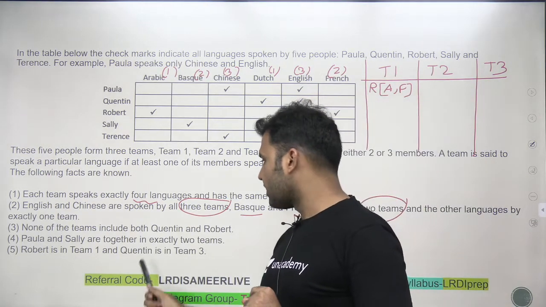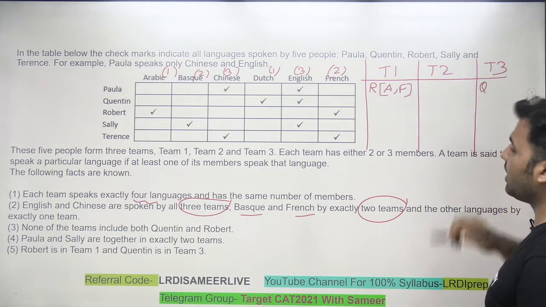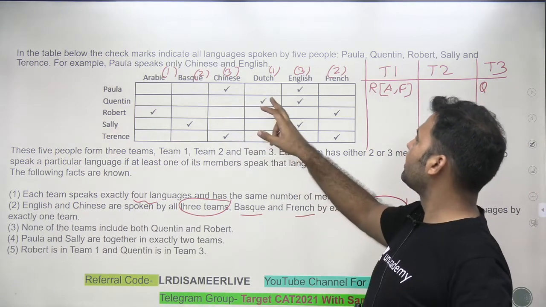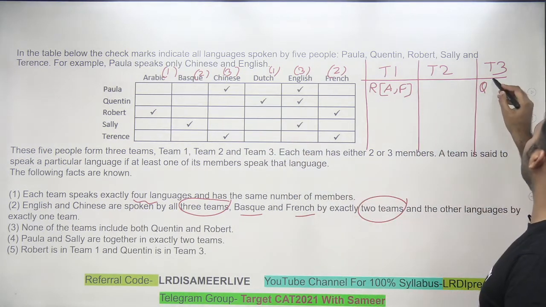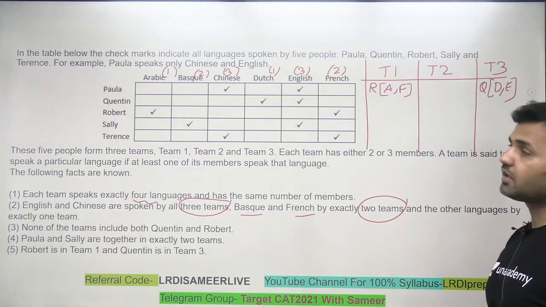Quentin is in team 3. And Quentin, you can see, is speaking Dutch and English. So we have these two persons here, right?